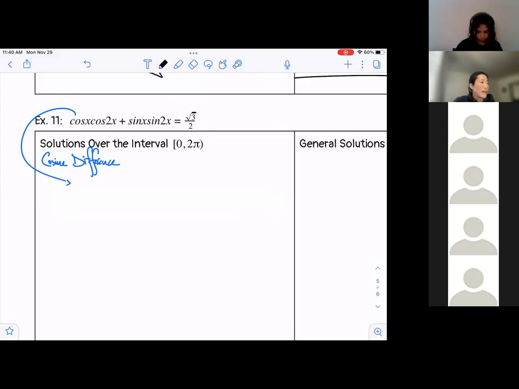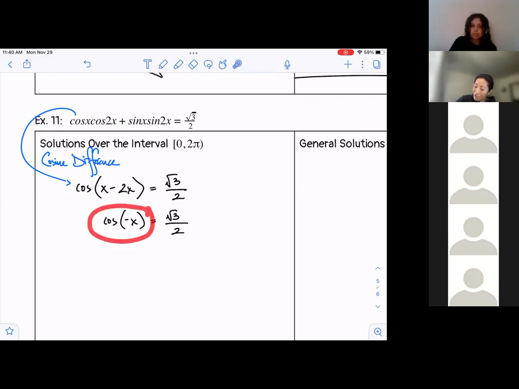All right, and so if we're using the cosine difference, how can we write the left-hand side? In other words, what is a shorter way to write the left-hand side? Cosine of what minus what? X minus 2x. Perfect. Cosine of x minus 2x equals root 3 over 2. Now let's simplify that a little bit. We'll get cosine of negative x equals root 3 over 2.